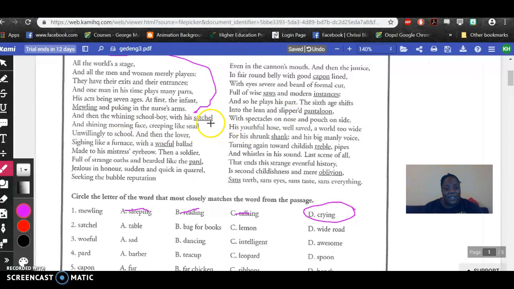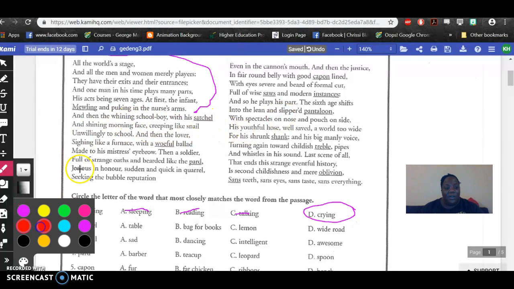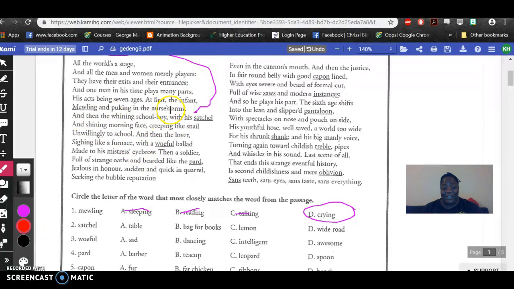I'm going to keep going because I see the next underlined word, which is right here. Try another one. And then the whining schoolboy. It's gone from an infant to a schoolboy, if you notice. Remember, it did say seven ages. At first, the infant. So now he's a schoolboy.